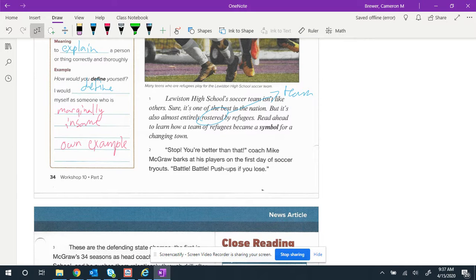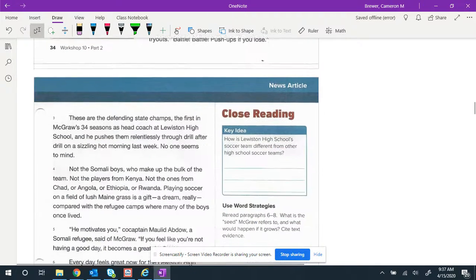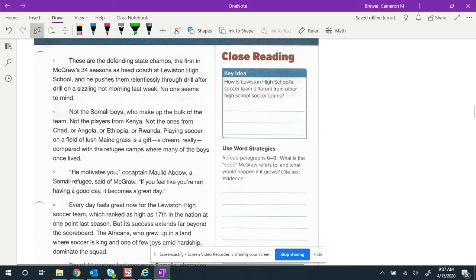Stop. You're better than that. Coach Mike McGraw barks at his players on the first day of soccer tryouts. Battle, push-ups if you lose. These are the defending state champs. The first in McGraw's 34 seasons as head coach at Lewiston High School, and he pushes them relentlessly. This word means, like, never stops. So he never stops pushing them through drill after drill on a sizzling hot morning last week. No one seems to mind.